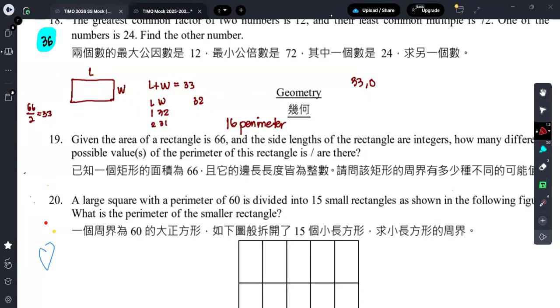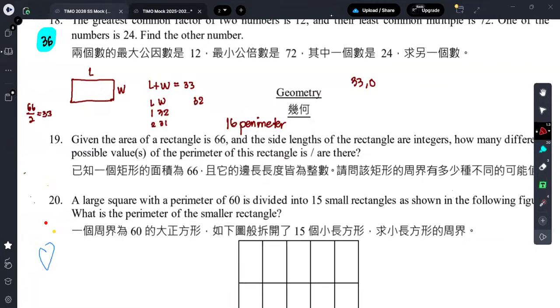They say it's area, not perimeter. The area is 66, not the perimeter is 66. Please check again. How many different possible values of the perimeter are there? Only 4. The answer is 4. Oh, okay, the answer is 4.